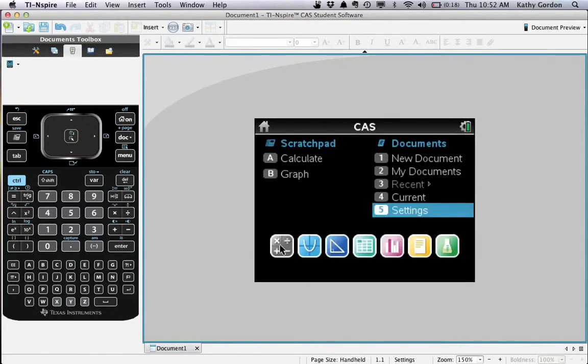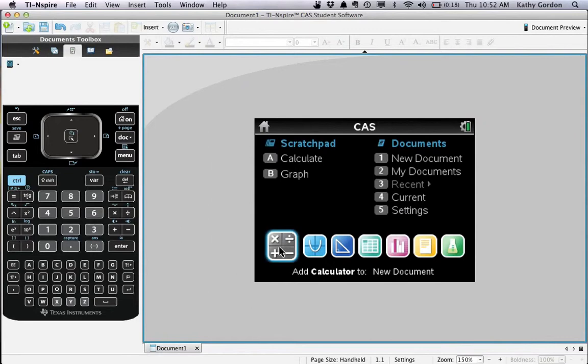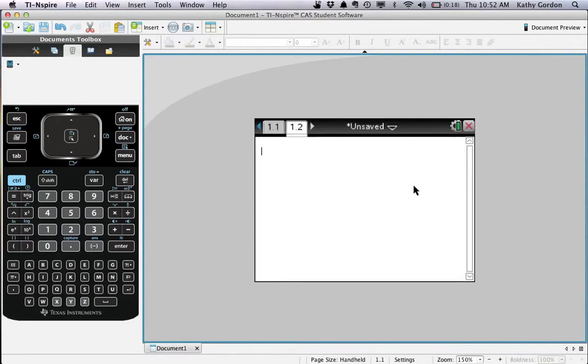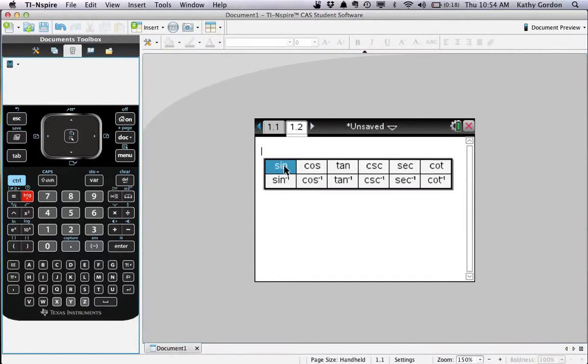And then you can go back to do your work. Okay? So now your trig functions are here with this trig button. When you click on that, you'll notice that you have the regular trig functions here, and then you have these trig functions with a little -1 exponent above it. These are called inverse trig functions.